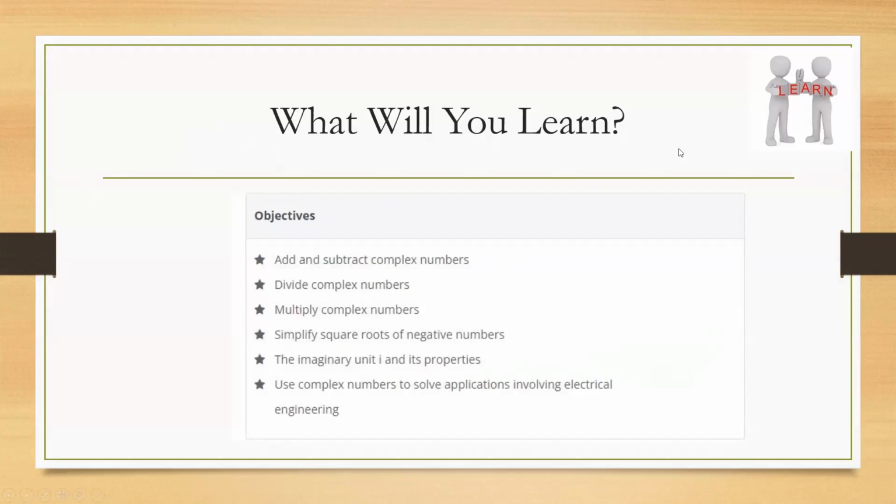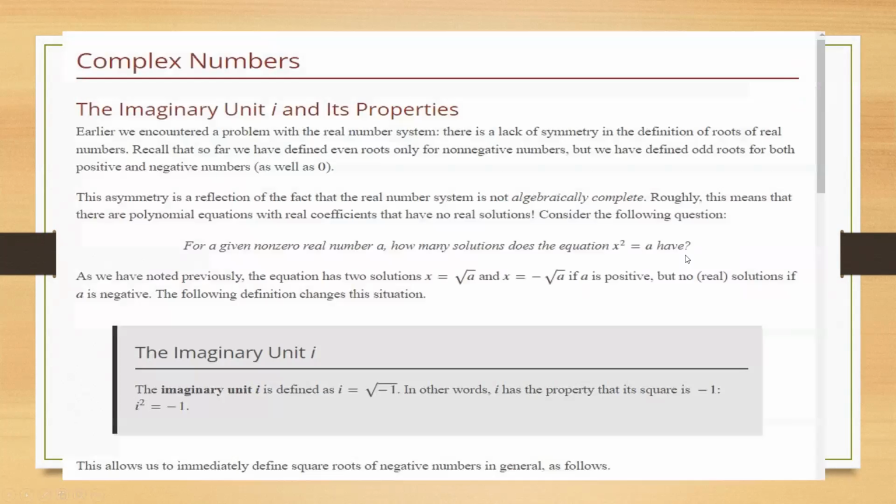What will you learn? What are our objectives here? Our objectives will be to add and subtract complex numbers, divide complex numbers, multiply complex numbers, simplify square roots of negative numbers, talk about the imaginary unit i and its properties, and use complex numbers to solve applications involving electrical engineering. So let's talk about complex numbers.